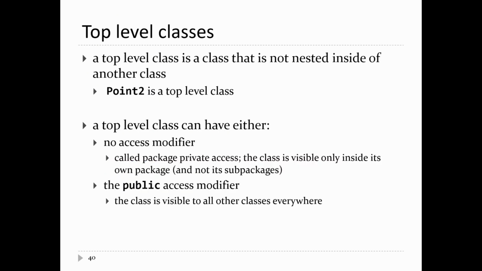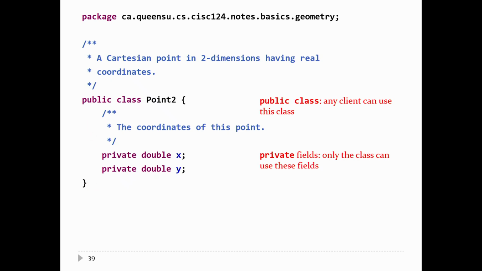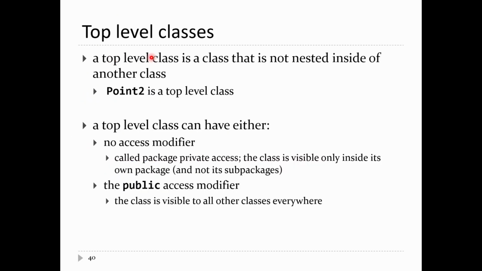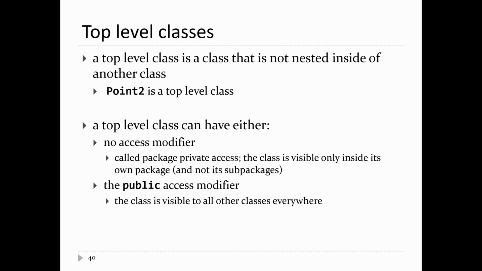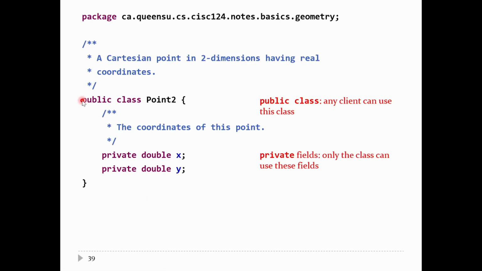Okay, so what we've created here is a fully functioning class at this point. You can actually use this class if you wanted to in the way it's written. What we have here is what's called a top-level class. A top-level class is a class that is not inside of another class. Point2 is not inside of another class. Therefore, it's a top-level class. So a top-level class is allowed to have the public access modifier. So that's what that means right there.